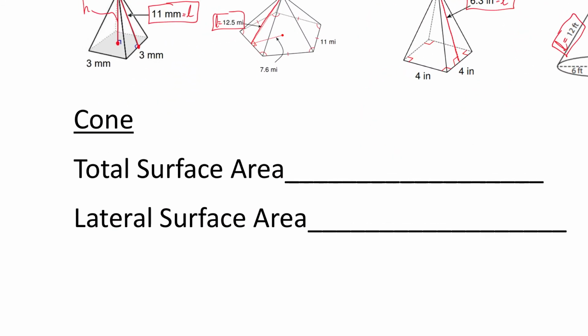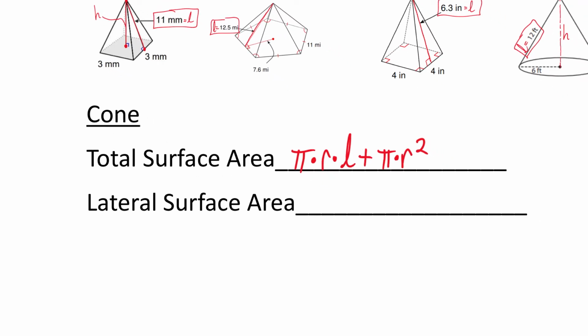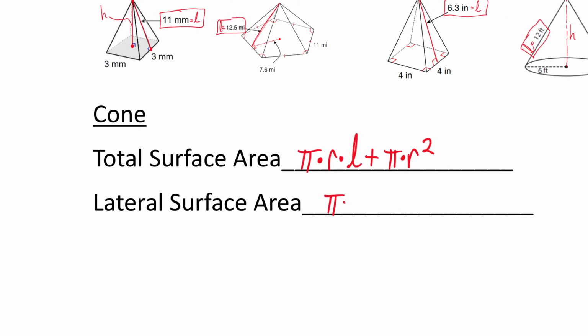All right, for a cone, here's our formula. For total surface area, it is pi r L plus pi r squared. And for lateral surface area, it's pi r L.